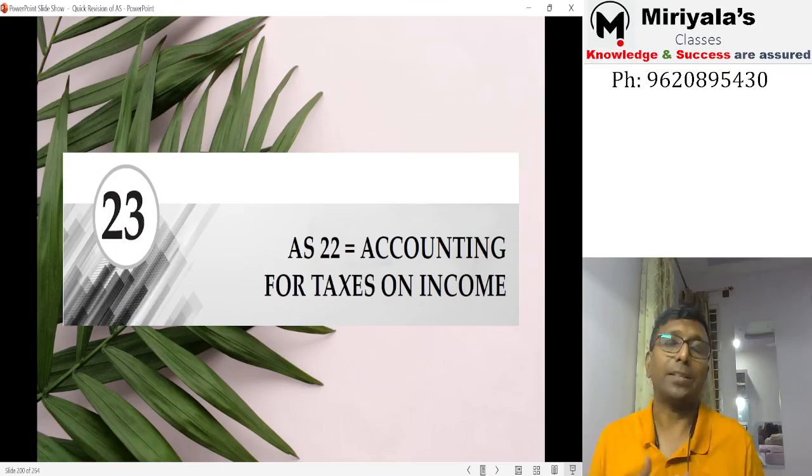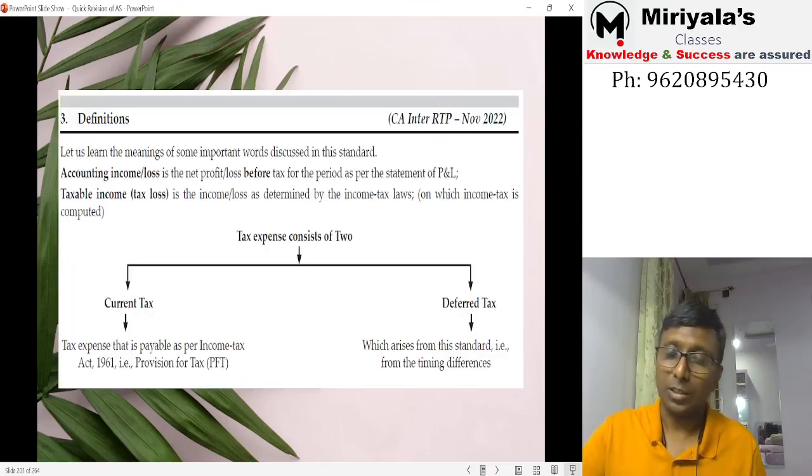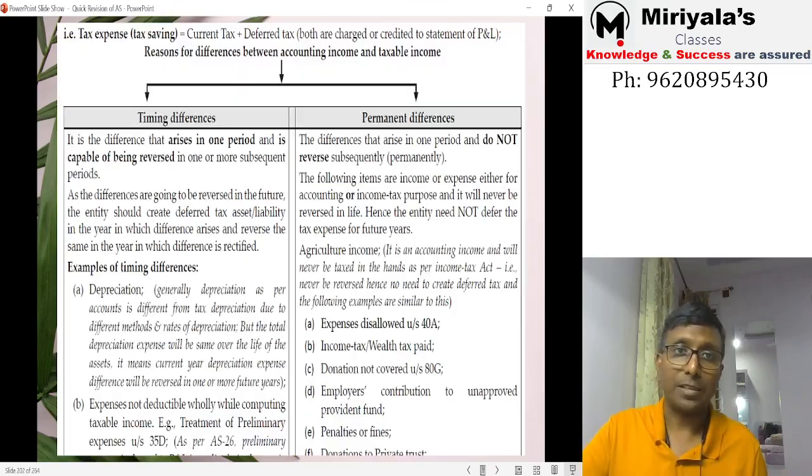What is current tax? Current tax is nothing but what you are supposed to pay as per the Income Tax Act. That is nothing but the provision for tax. That is called current tax. And the second thing is deferred tax. What is deferred tax? Deferred tax is something that arises because of this standard, which will be recognized actually. So let's get into it one by one. As I explained, current tax and deferred tax, this slide is over.